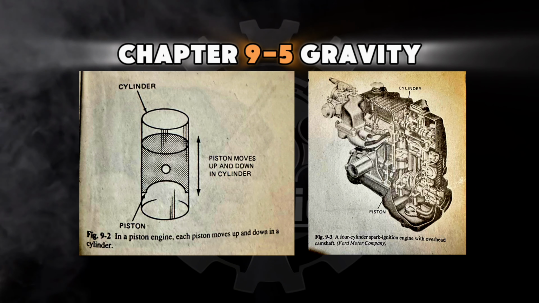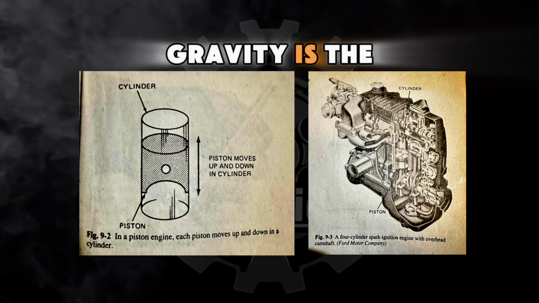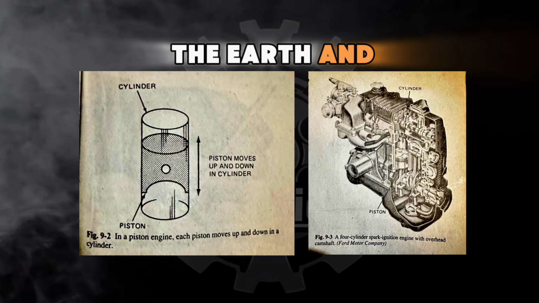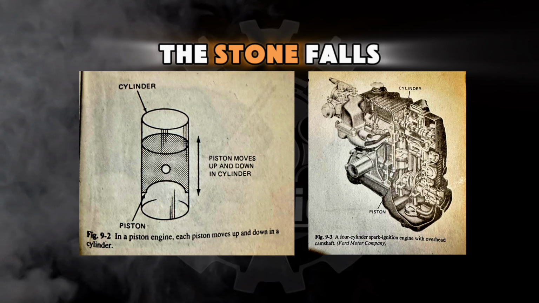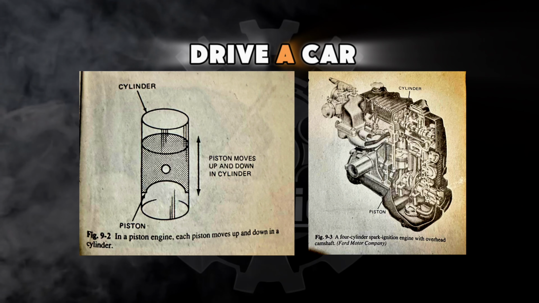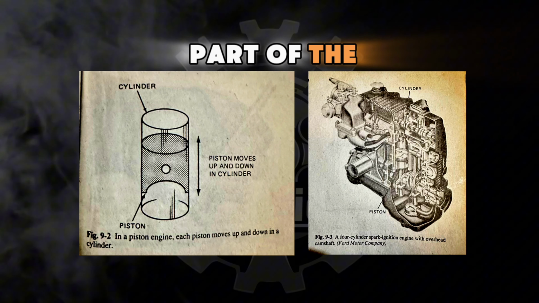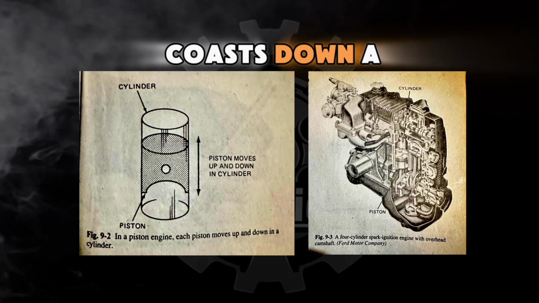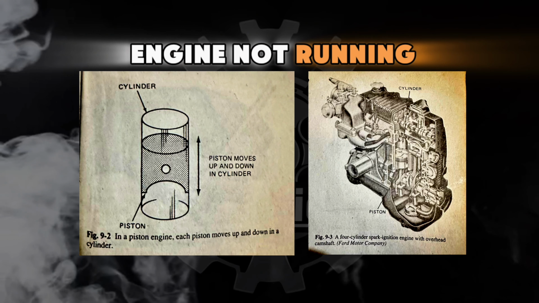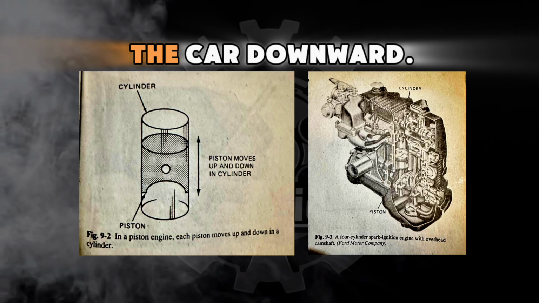Chapter 9-5. Gravity. Gravity is the attractive force between the Earth and all other objects. When you release a stone from your hand, the stone falls downward. When you drive a car up a hill, part of the engine power is used to raise the car against gravity. A car coasts down a hill with the engine not running and the brakes off. Gravity pulls the car downward.